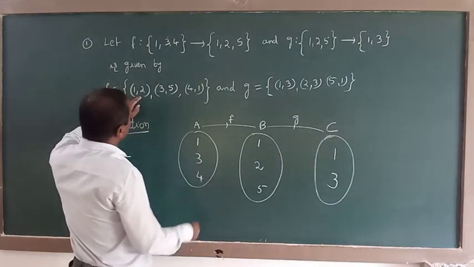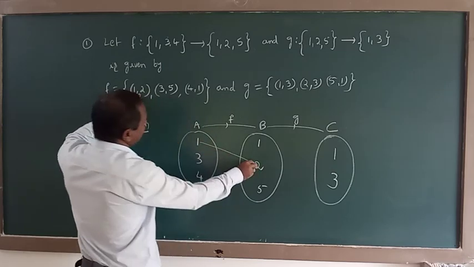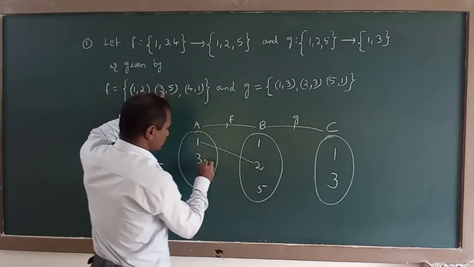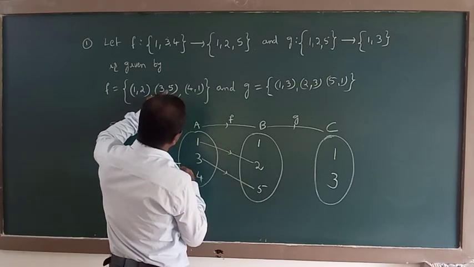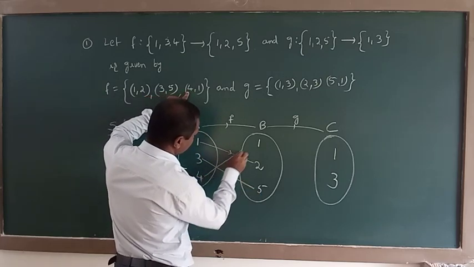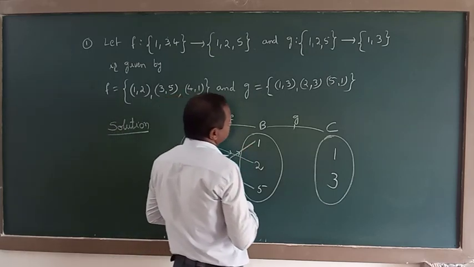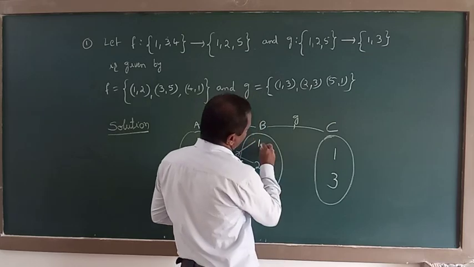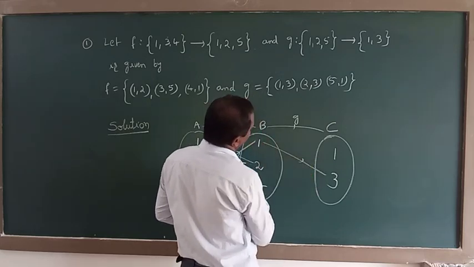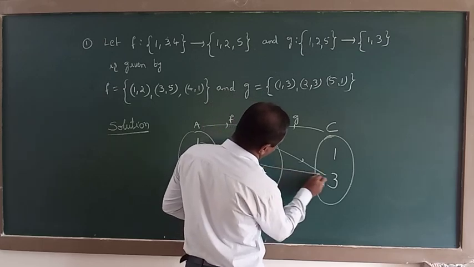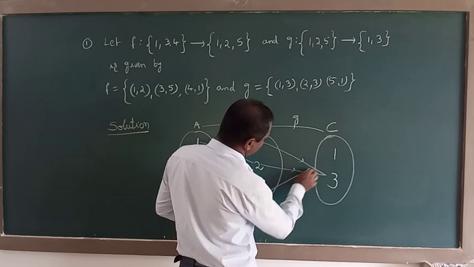Now, for f: 1 to 2, next 3 to 5, next 4 to 1. Next, coming to the g function, which is B to C: 1 to 3, 2 to 3, and 5 to 1.